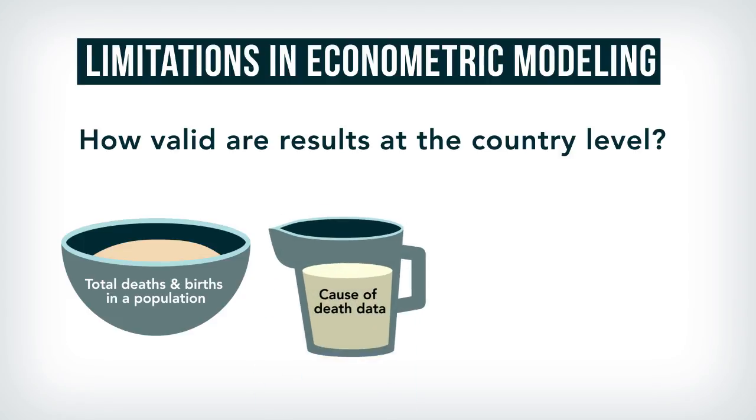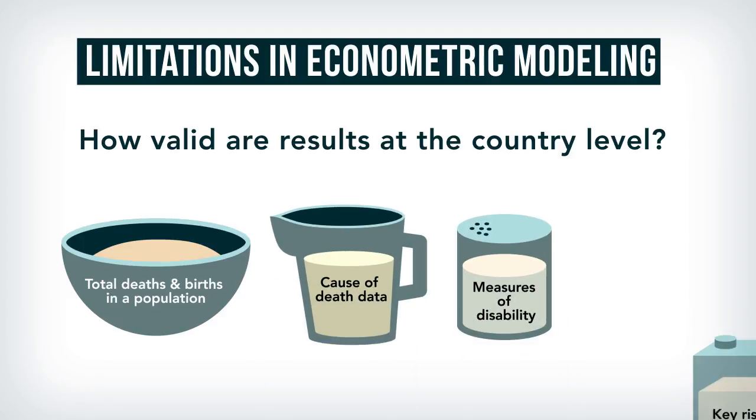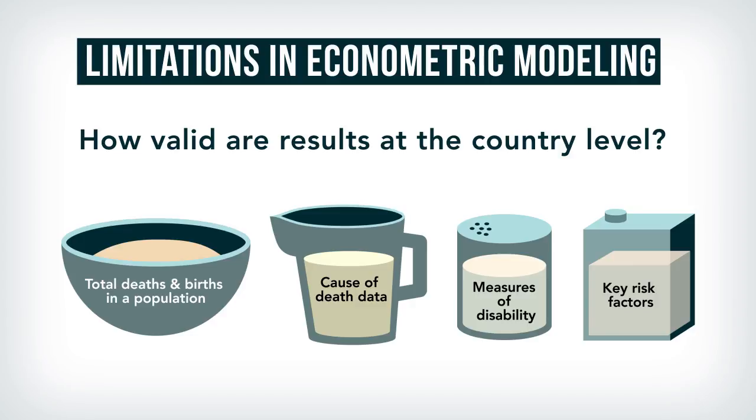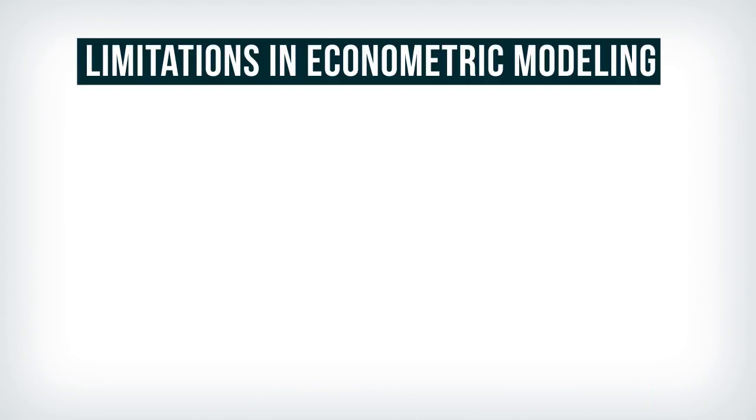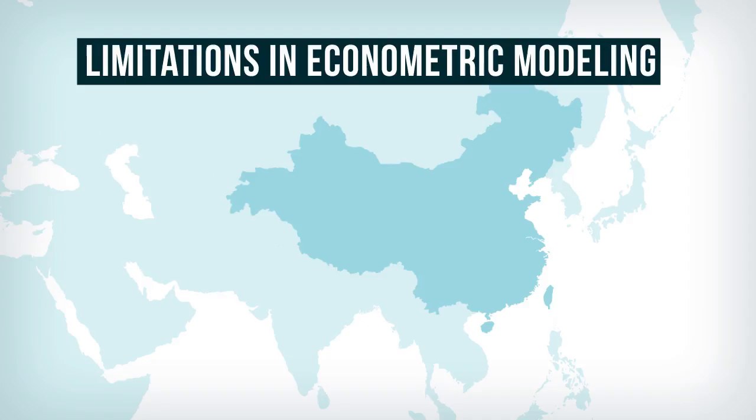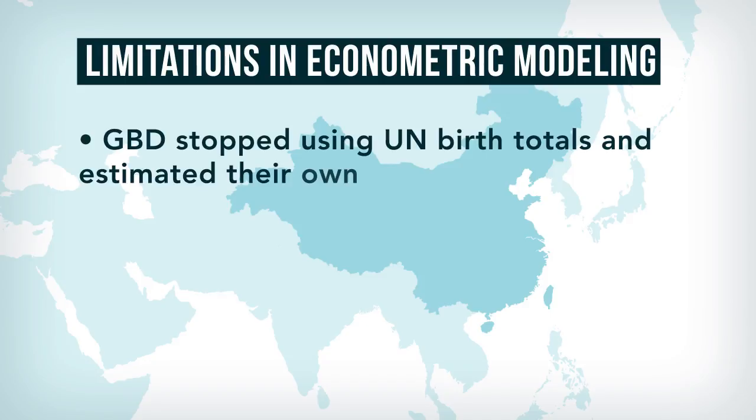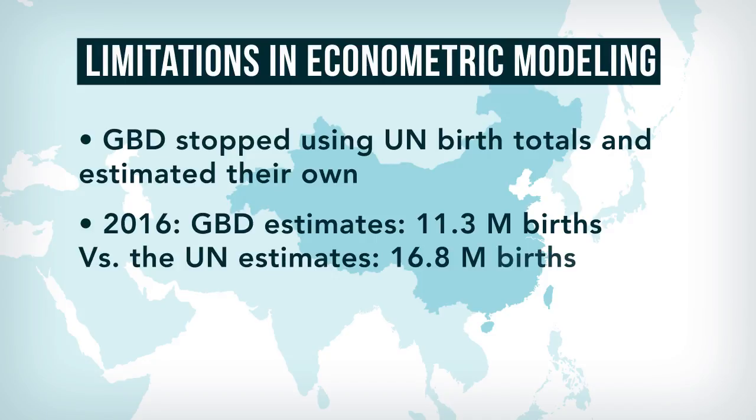This is a little more complicated because the modeling assumptions for each of the 4 ingredients can be problematic. Let's consider the case of China. The GBD stopped using the UN birth totals and started using their own. As a result, the GBD estimated that in 2016, China had 11.3 million births, whereas the UN estimates were 16.8 million births in that same year. That's quite a large difference of 5.5 million babies born.